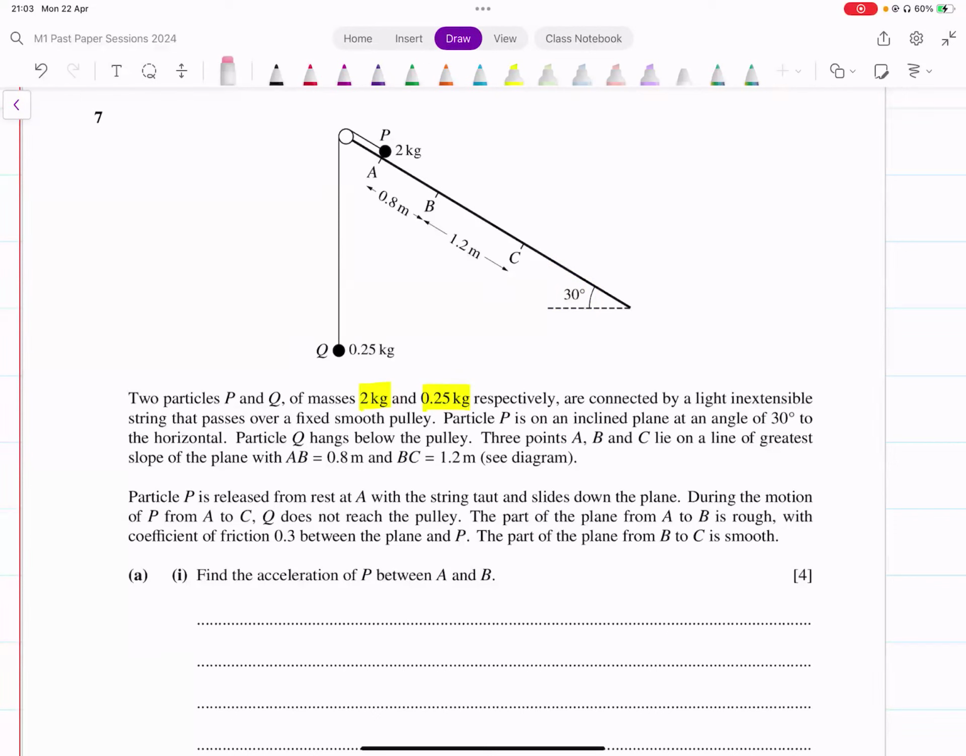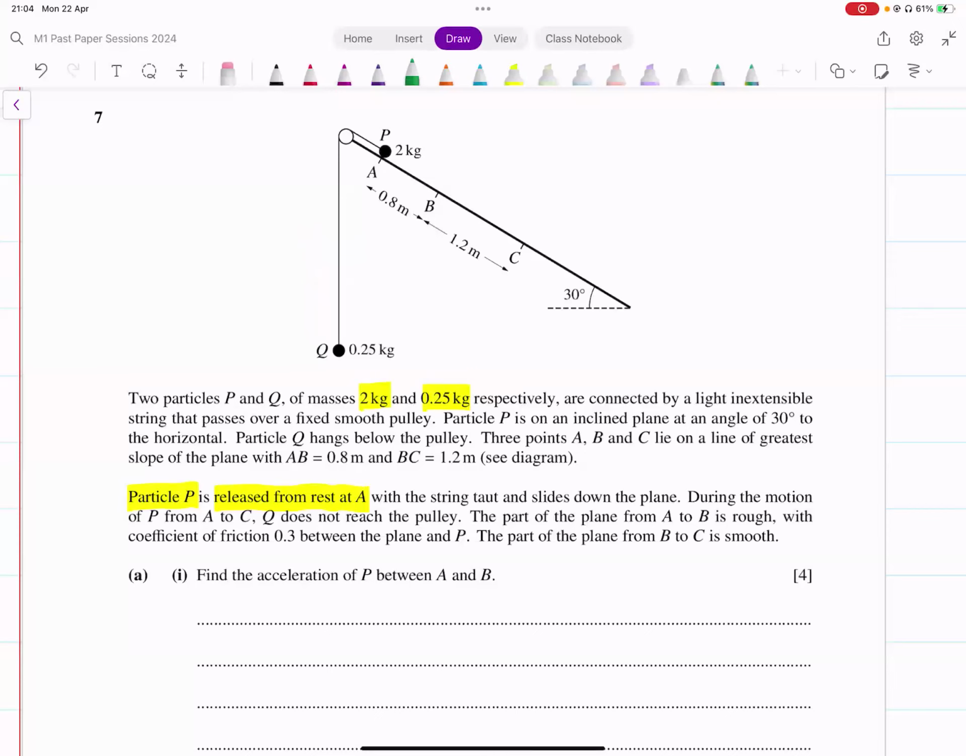You can see all of that information given in the diagram as well. It says particle P is released from rest at A. So it's released at the point A, with the string taut, and slides down the plane. During the motion of P from A to C, Q does not reach the pulley. So when Q is moving upwards, it does not reach the pulley, when P goes from A to C.